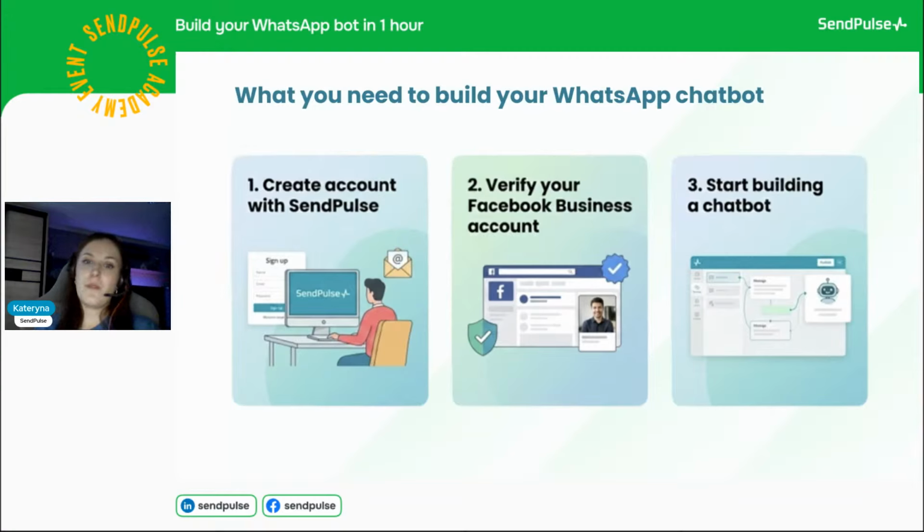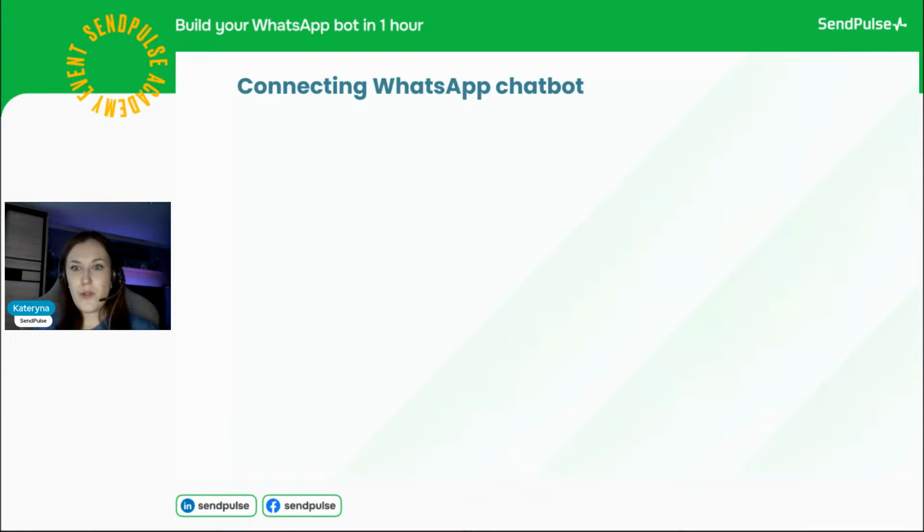Your business should be verified and be compliant with the Meta policy. For example, they have restrictions for casinos, etc. So you will need to be verified first before starting to connect a chatbot. After you verify it, you may start building flows for your chatbot anytime. So let's go to the process.